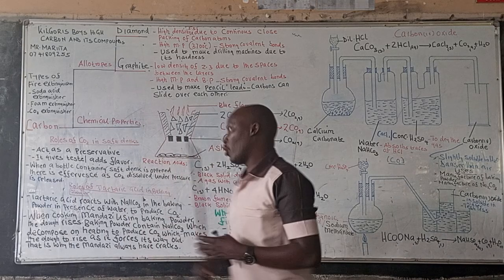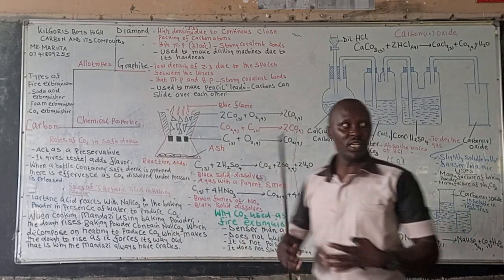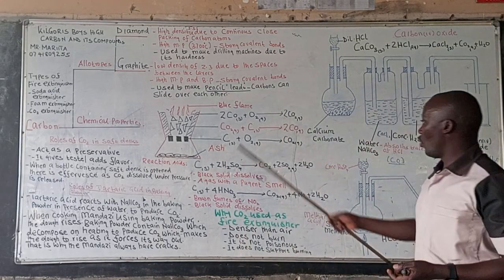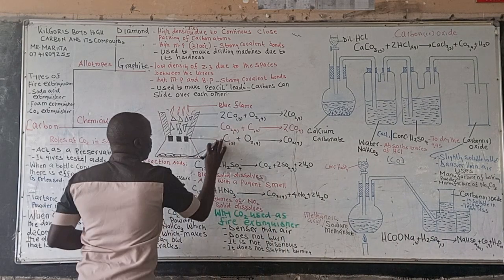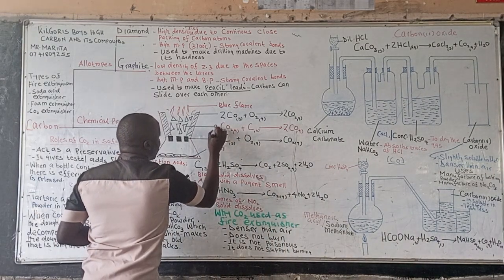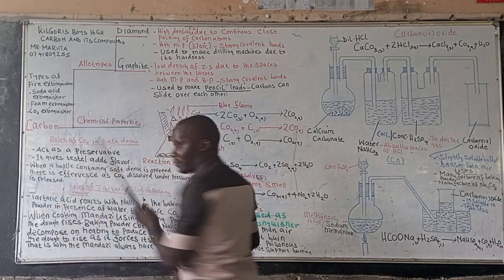Now, under the chemical properties, I have done just one summary here, whereby we have a stove, a charcoal stove. Let's call the bottom region A, this one region B, and then this one part C.